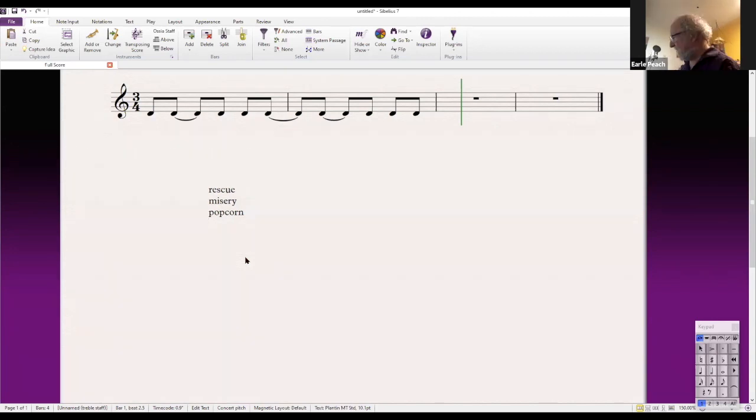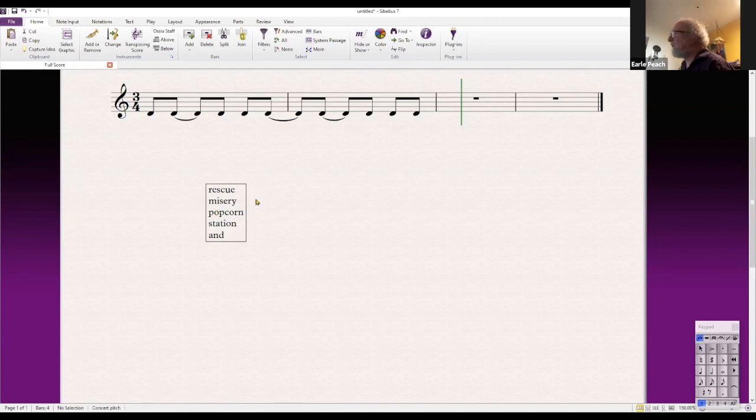You know, this is something Paul McCartney used to do when he'd write a new song, and he would just throw in nonsense words to match the rhythms. When we did the first class, we talked about lyrics and the natural rhythms of lyrics. But give me two more words. Station. And I'm going to throw in the word and. Rescue, misery, popcorn, station, and.